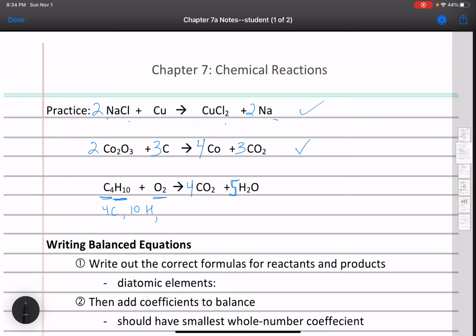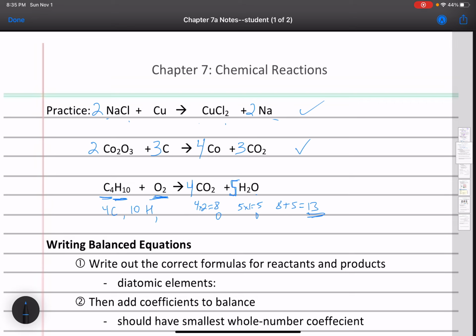And now I just need to balance my oxygens. So let's see, over here I have 4 times 2 in the carbon dioxide. So I have 8 oxygens in the carbon dioxide. And 5 times 1, 5 oxygens in the water molecules. 8 plus 5 is 13. So I have a total of 13 oxygens. That's kind of a problem because that's an odd number.